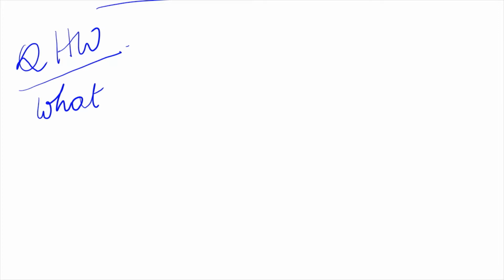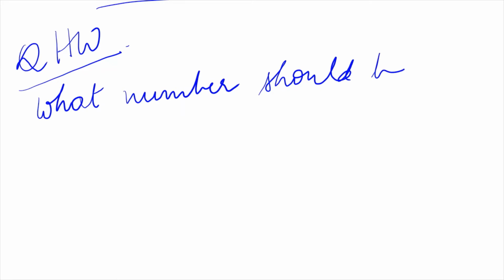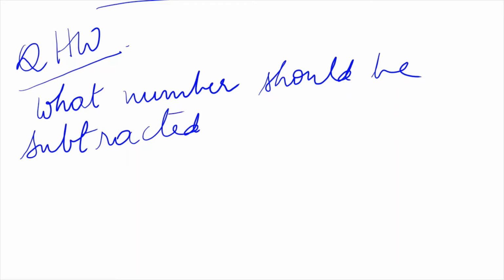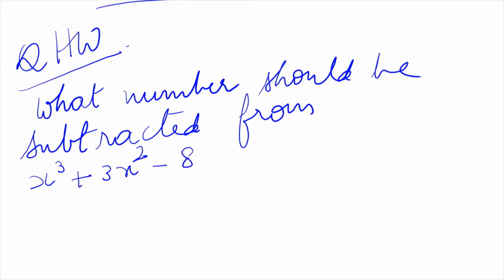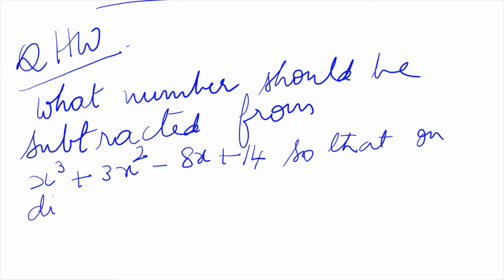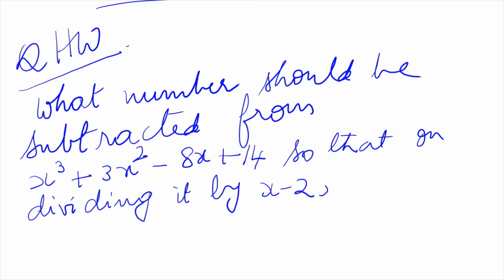What number should be subtracted from x cube plus 3x square minus 8x plus 14, so that on dividing it by x minus 2, the remainder is 10.